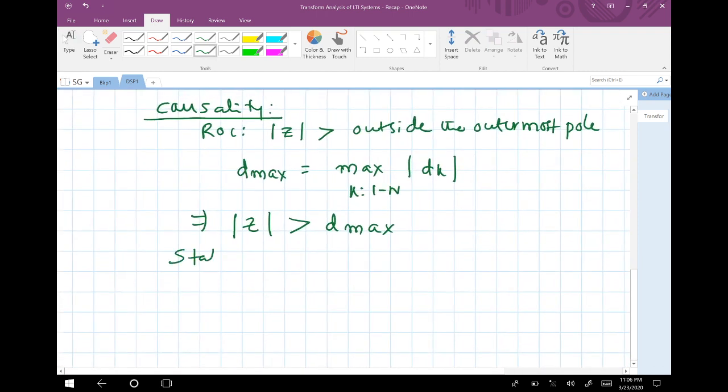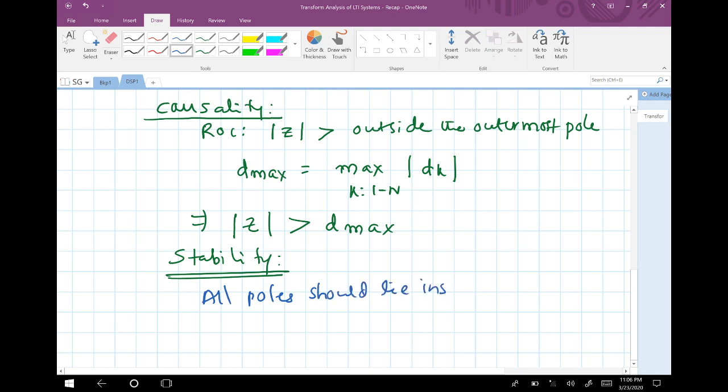Now let's move on to the condition of stability. What should happen for the stability part? For this function to be stable, all poles should lie inside the unit circle. That's the condition for it. So if you call it d max, you could in fact say that d max is less than 1. That means all poles would be inside the unit circle anyway.